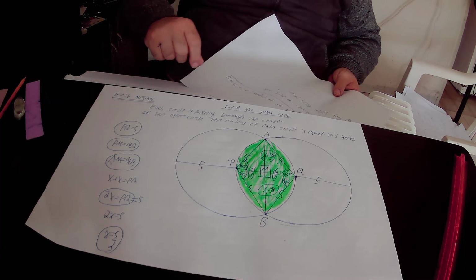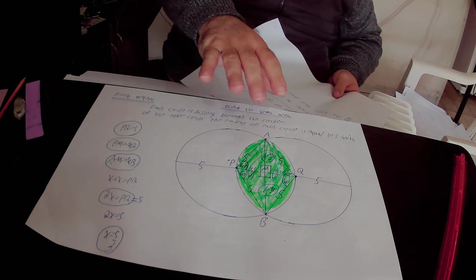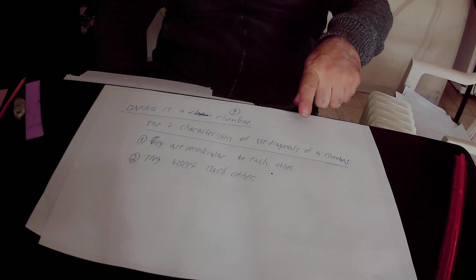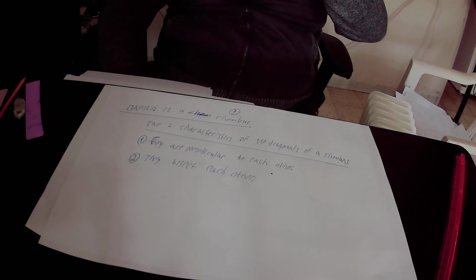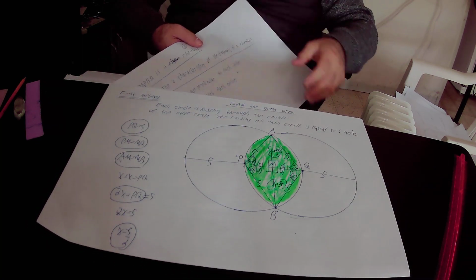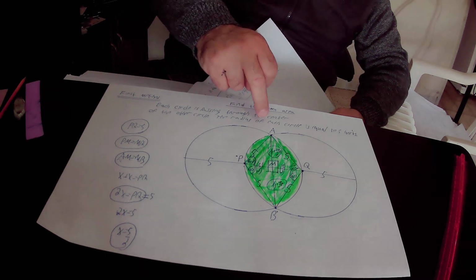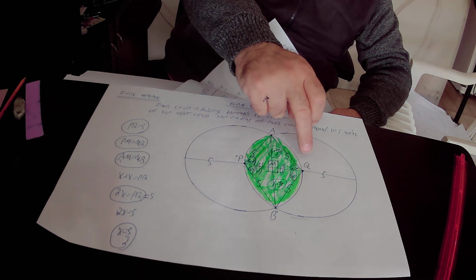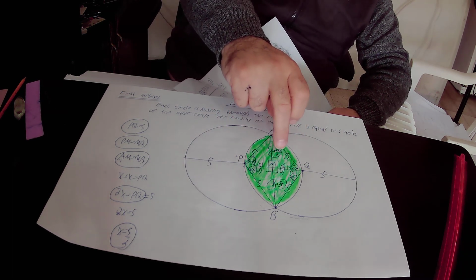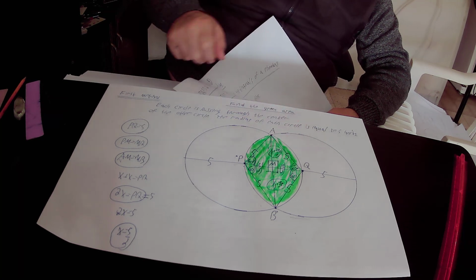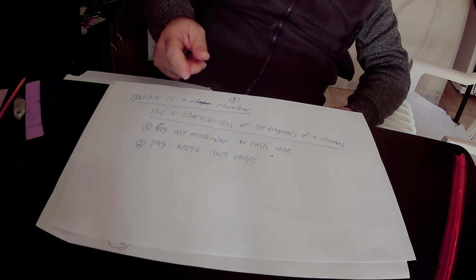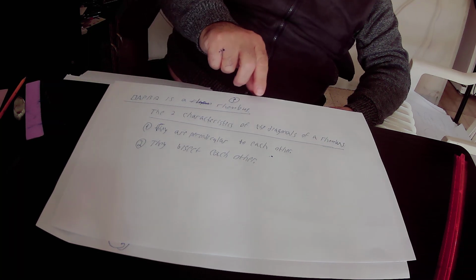And we have 2 characteristics of the diagonals of a rhombus. The first characteristic is that they are perpendicular to each other. So in this drawing, diagonal AB is perpendicular to diagonal PQ, and diagonal PQ is perpendicular to diagonal AB. That is to say, all four angles here are right angles. And the second characteristic of the diagonals of a rhombus is that they bisect each other.